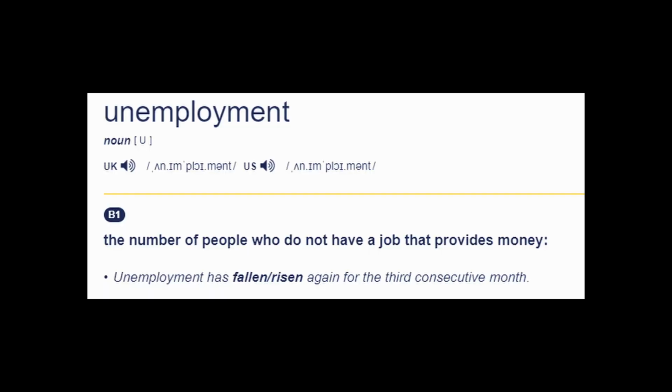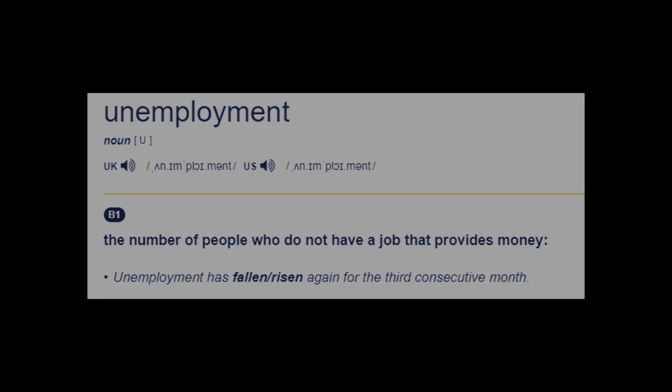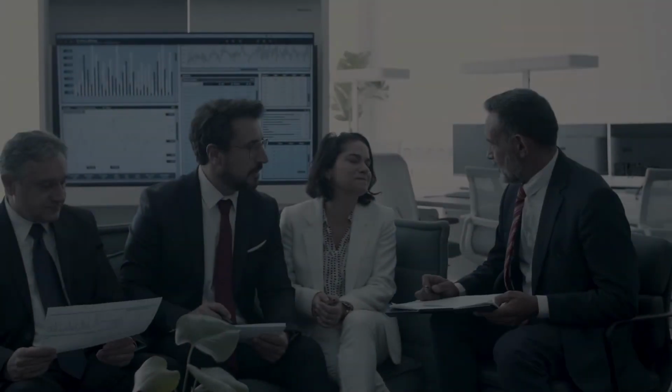Unemployment. A quick Google search will describe it as the number of people who do not have a job that provides money, which isn't necessarily wrong, but it's clear that the definition was written by someone who specializes in English rather than economics.